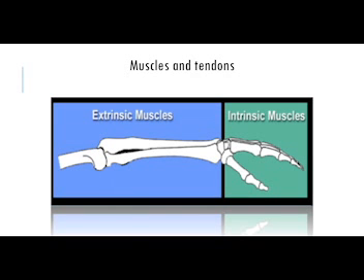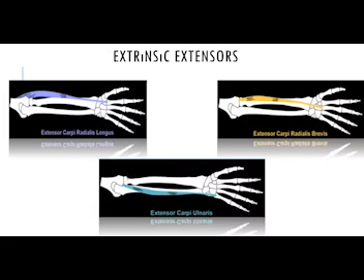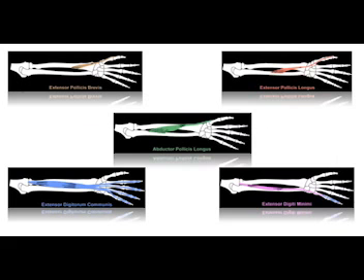Muscles and tendons. The muscles of the hand are subdivided into intrinsic muscles and extrinsic muscles. I'm going to start with extrinsic muscles. They are located proximally in the forearm and insert into the hand skeleton by long tendons, and they are divided into extensors and flexors. First, we're going to start with extensors. Extensor carpi radialis longus, extensor carpi radialis brevis, and extensor carpi ulnaris. Then we have extensor pollicis brevis, extensor pollicis longus, abductor pollicis longus, extensor digitorum communis, and extensor digiti minimi.